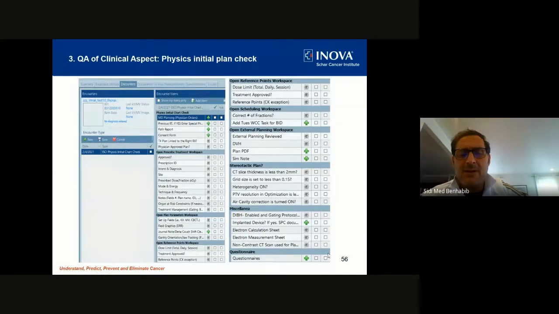So this is what I mean by encounter. We have several encounters. On the left side, you can see the physics initial chart check. And then in the middle column, you can see the MD planning note, which is the physician intent. And then we just go through a checklist of the things we need to check. Next slide, please.